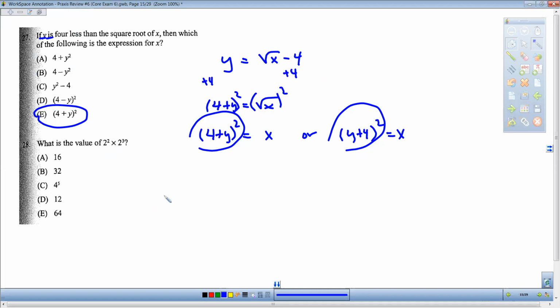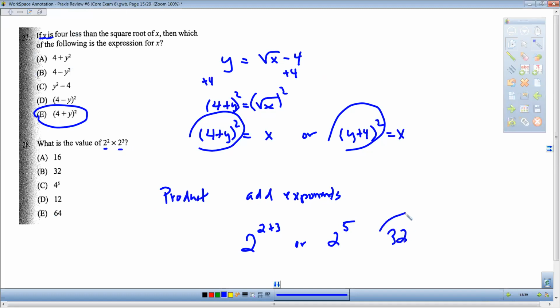28 is an exponent rule. Then we're looking at the product rule. So when the bases are the same and you're multiplying, you're allowed to add the exponents, but only if the bases are the same. So you get 2 to the 2 plus 3, or 2 to the 5th. Notice there's not a value here with 2 to the 5th, so you would need to compute that, and that would be 32.